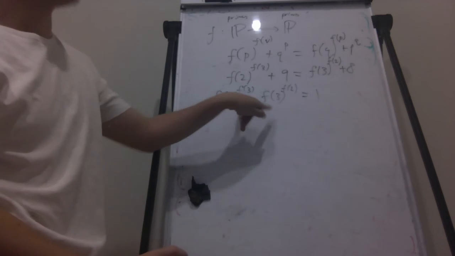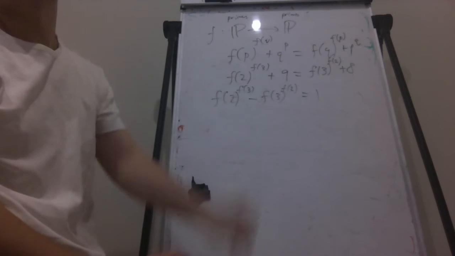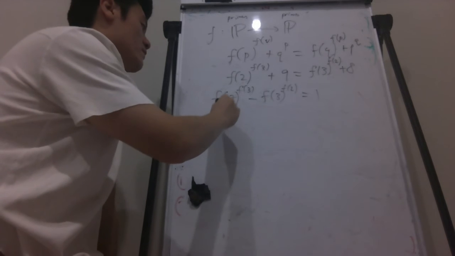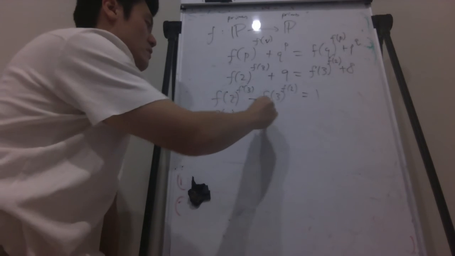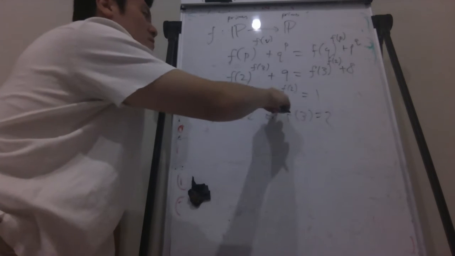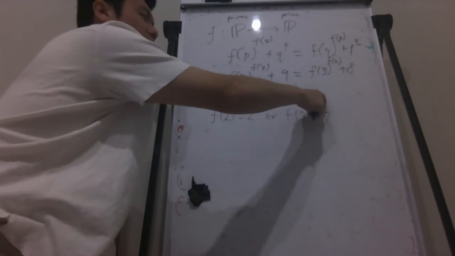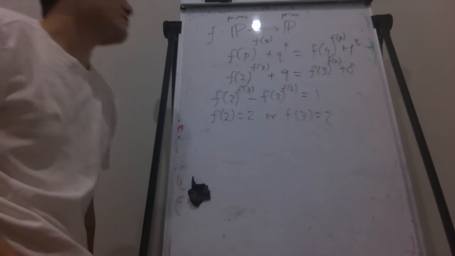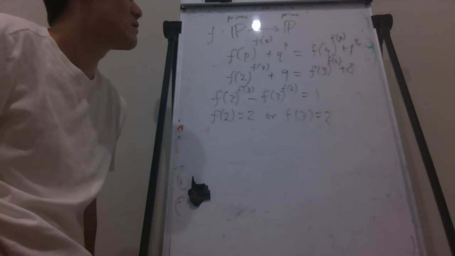So they have to both have opposite parities, which means that either f of 3 equals 2 or f of 2 equals 2. It's just odd and even. One of them has to be odd, one of them has to be even. So then maybe we could try f of 3 is equal to 2, and you can prove it. An odd number to whatever integer power is always odd. You just have to try different cases.